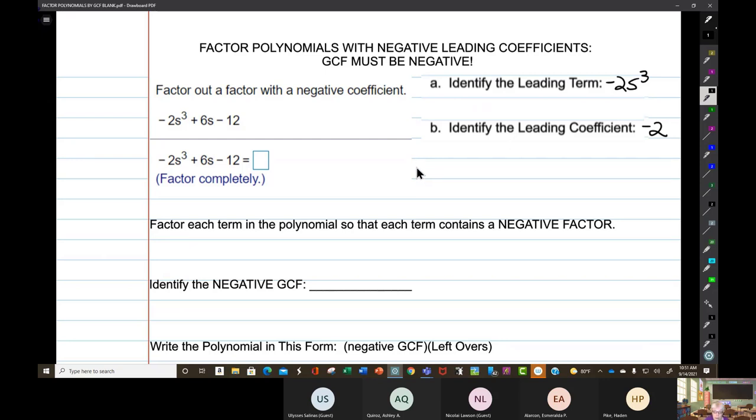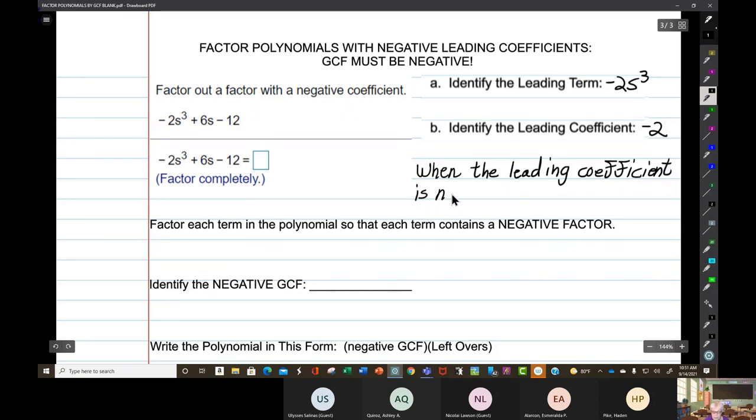So I'm going to write this for you right now. When the leading coefficient, I'm sorry, leading coefficient is negative, the GCF has to be negative. I'm going to write it there because I ran out of room.